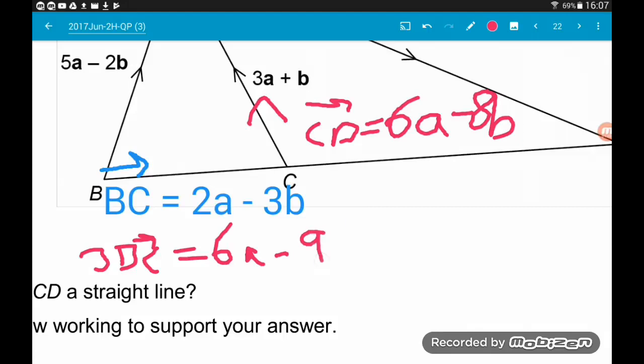minus 9b. Now that is not the same as C to D. C to D has a minus 8b. 3BC has a minus 9b. They're not the same. The lines aren't parallel. So the answer is no.